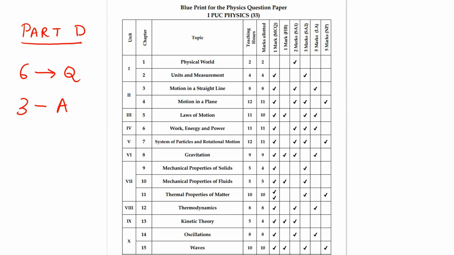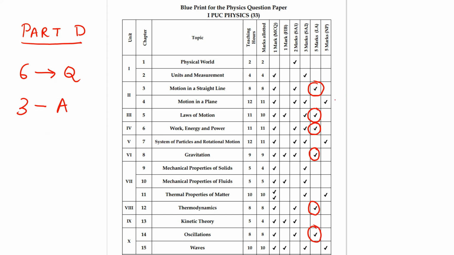The first question is going to come from the chapter Motion in a Straight Line. The next question will be from Laws of Motion. The next will be from Work, Energy and Power. The next will be asked from Gravitation. The next from Thermodynamics, and the last one from Oscillations.